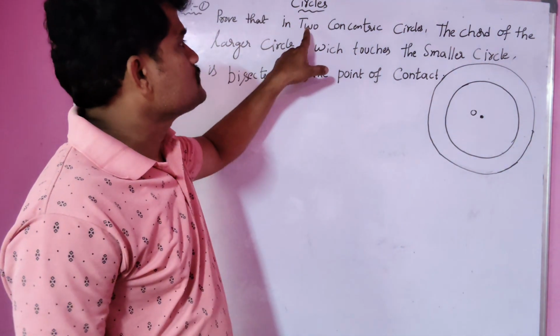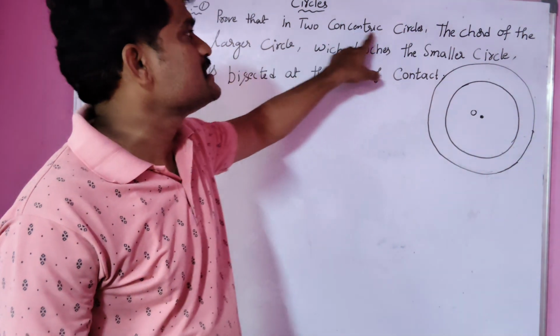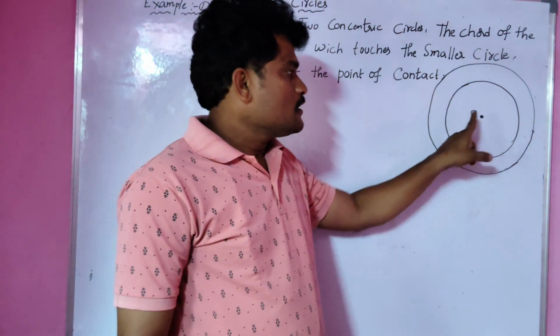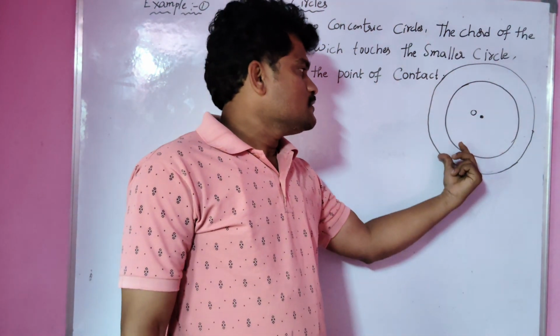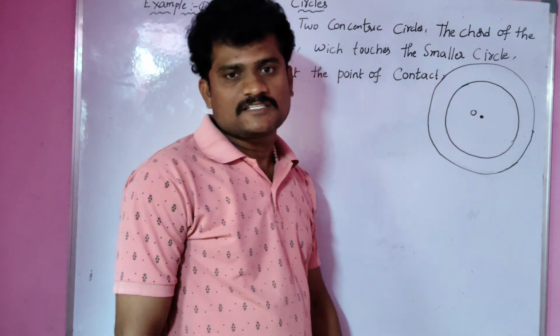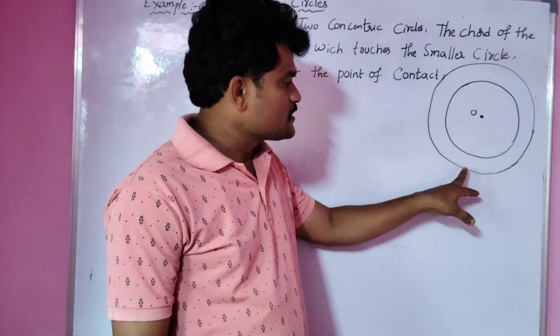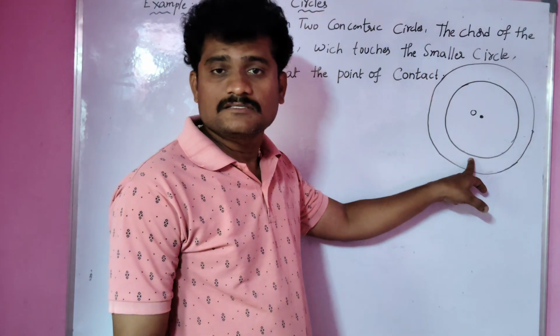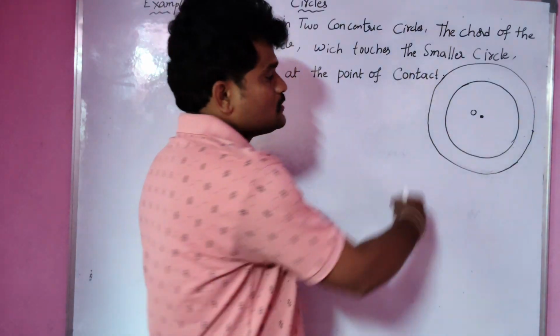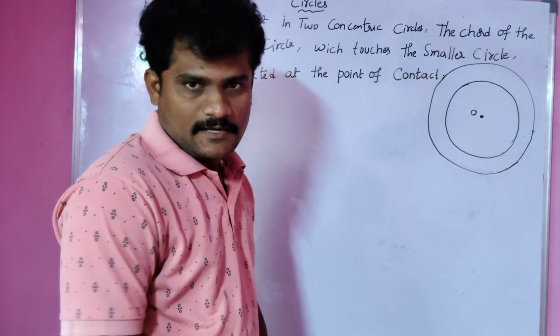So we need to consider the given: two concentric circles. You know concentric circles means a set of two circles with the same center. So these are the two circles, this is one circle and this is the other circle. Both have a common center, so we call them concentric circles.